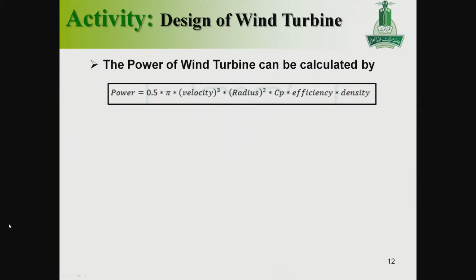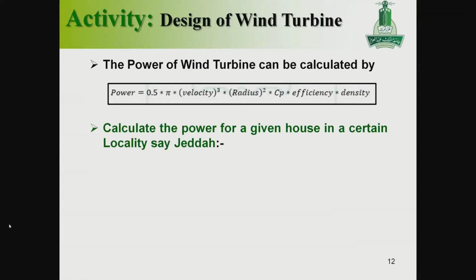The power of a wind turbine can be calculated by this formula. And this formula is for you guys. You should not think about why and how this formula came up. This formula is given to you, where power is equal to 0.5 multiplied by pi, which is 3.14, multiplied by the velocity cubed, multiplied by radius squared, multiplied by Cp, multiplied by efficiency, multiplied by density. Now you must be wondering, where are these values? How can we get those? Let's go here.